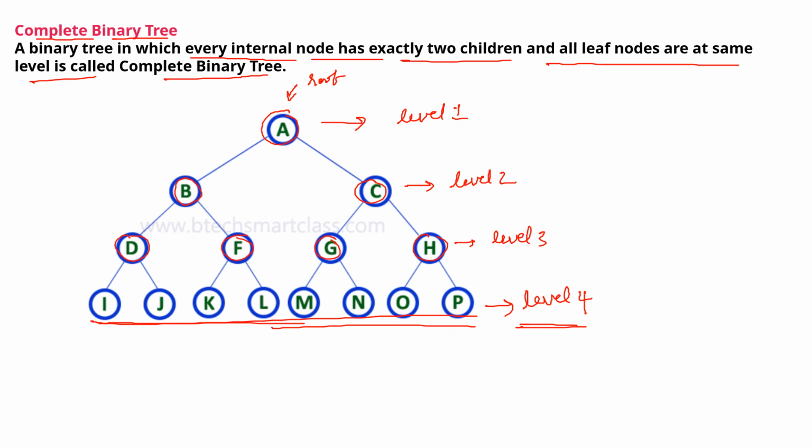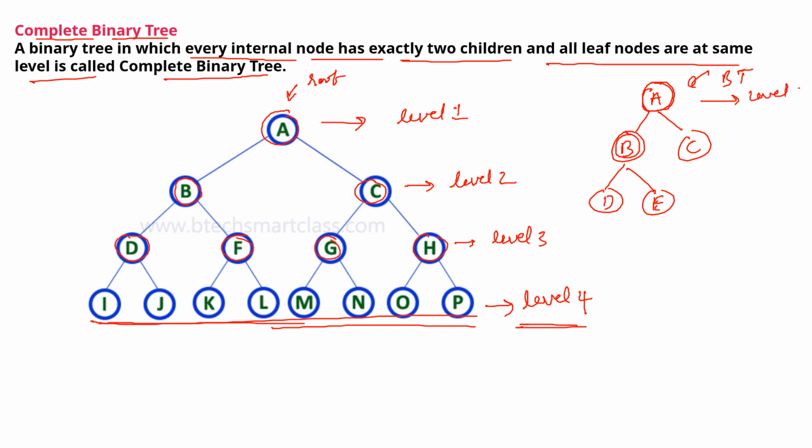Now let's consider another example which is a binary tree, right? Another example, A is a root and got 2 children, B and C, and B has 2 children, D and E. This is a binary tree, but it is not a complete binary tree. Why it's not a complete binary tree? Because this tree is having two internal nodes, A and B. Both got two children, but the leaf nodes are not at the same level. See, this is at level 1, right?